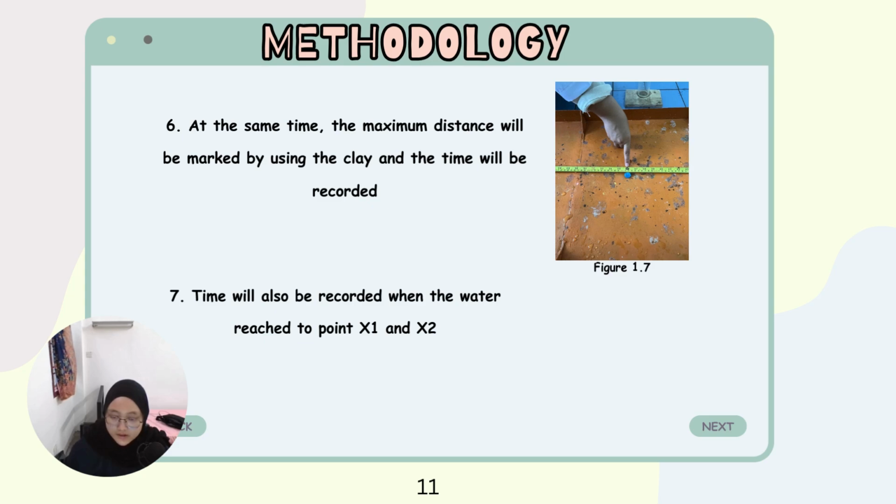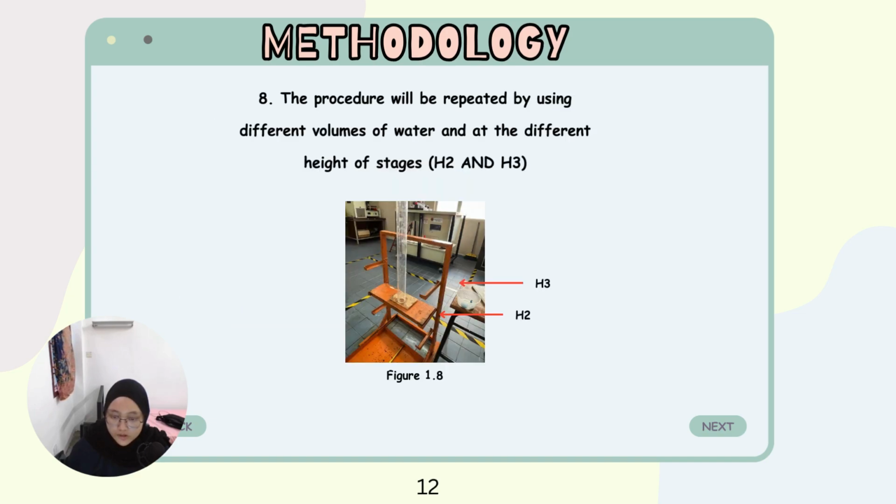And number six, at the same time, the maximum distance will be marked using the clay and the time will be recorded. Time will also be recorded when the water reaches point x1 and x2. Number eight, the procedure will be repeated using different volumes of water and at different heights of stages, H1 and H2, looking at figure 1.8.